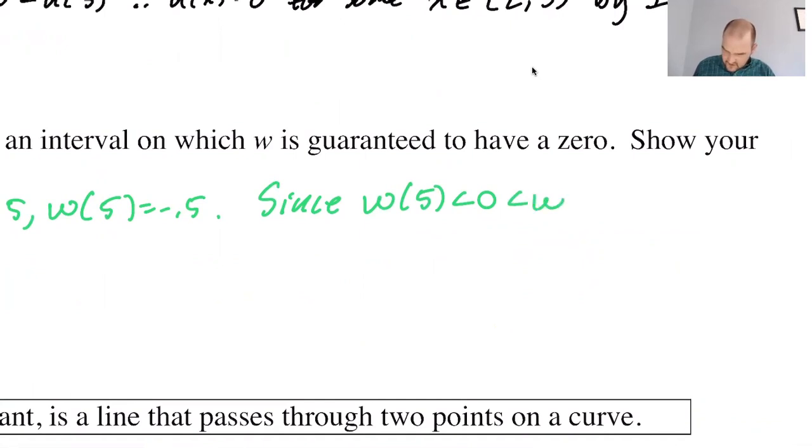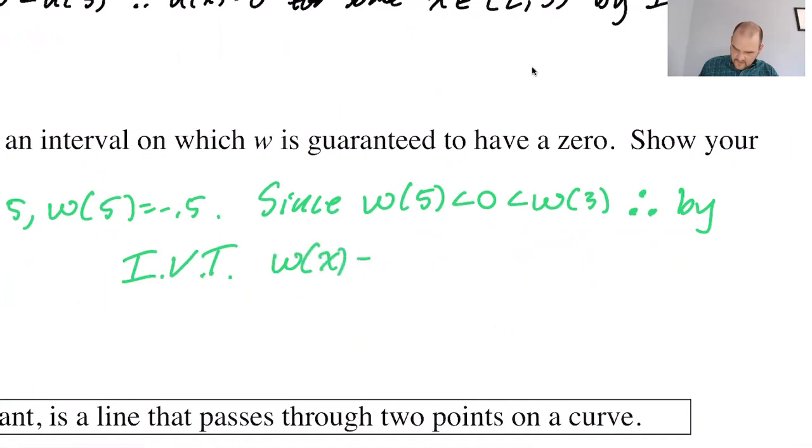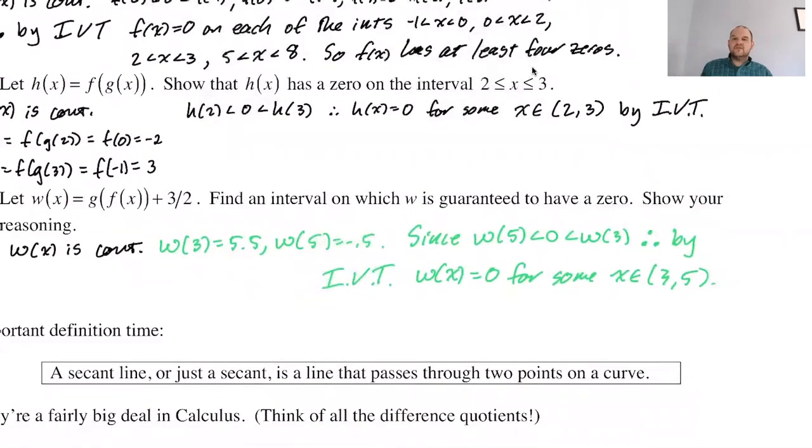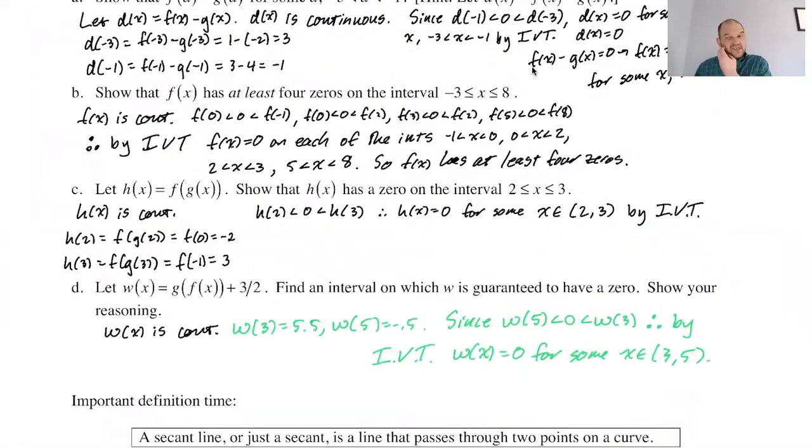All right, W of 5 is less than W of 3. Therefore, by IVT, W of x equals 0 for some x that is an element of 3, 5. Sometimes I put IVT at the end, sometimes I put it here. You just have to put it. So it definitely has a 0. We have found an interval on which we are guaranteed to have a 0. That's awesome. We only found one interval because we gave up as soon as we found an interval, because that was the directions: find one interval and say how many intervals.